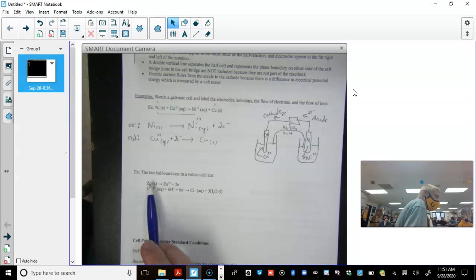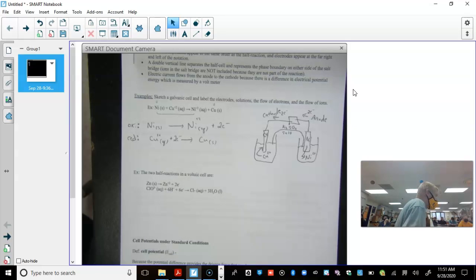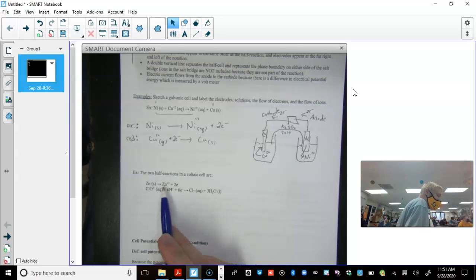So here's another one. We got the 2 half reactions in a voltaic cell. Oh, they give us the half reactions. Well, that's convenient. So the way they drew this half reaction, zinc, is that being oxidized or reduced?